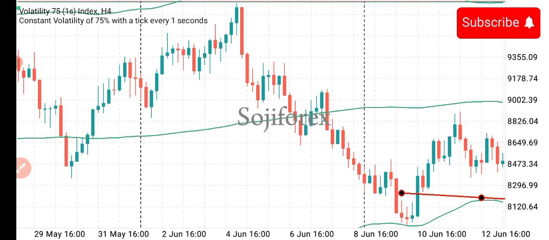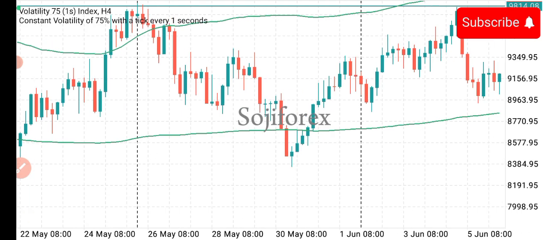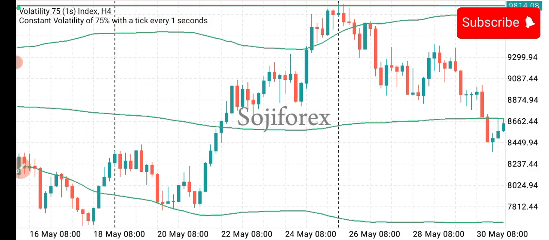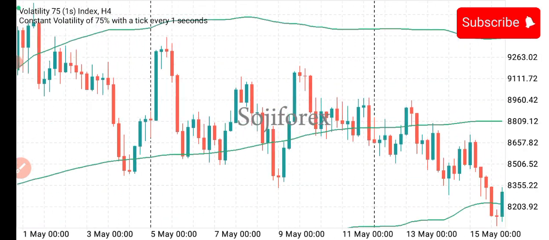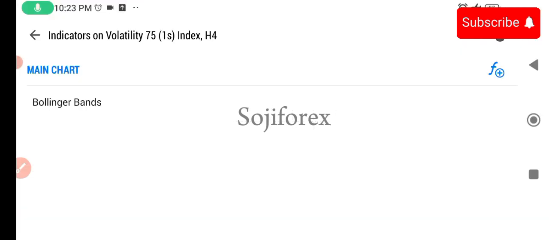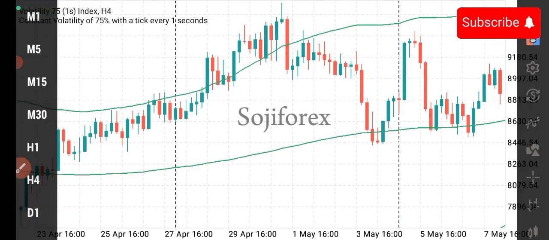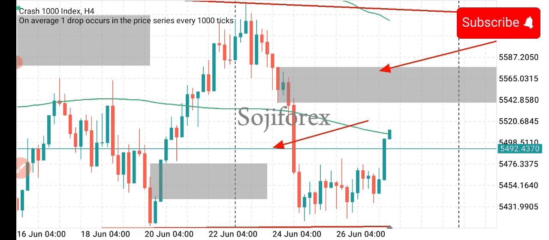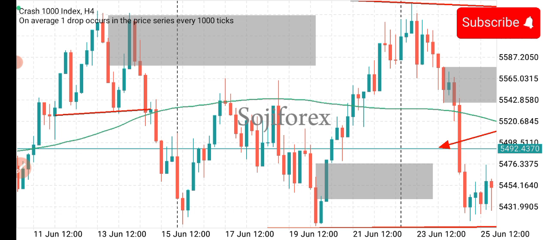Then the reason why others break as well is because they are not created by institution. So the retail order blocks cannot hold price. It will take the institution to be able to hold price. No retail order blocks will be able to hold price.